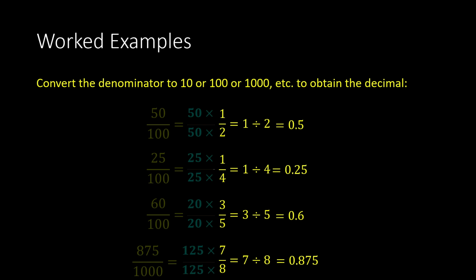Now, sometimes it is easy to understand whether we need to multiply top and bottom by 50, or by 25, or by 20, or by 125. However, there are situations where it's not immediately obvious or extremely difficult. So in these scenarios, there is another method in which we can divide the numerator by the denominator, and we will look at that in future sessions.